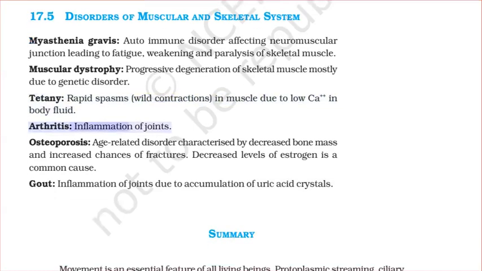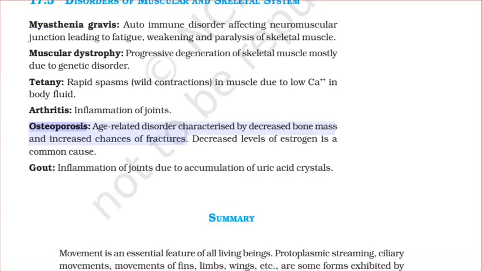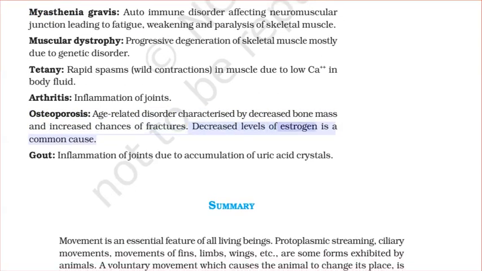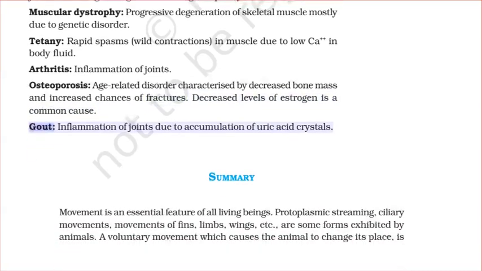Arthritis: inflammation of joints. Osteoporosis: age-related disorder characterized by decreased bone mass and increased chances of fractures. Decreased levels of estrogen is a common cause. Gout: inflammation of joints due to accumulation of uric acid crystals.